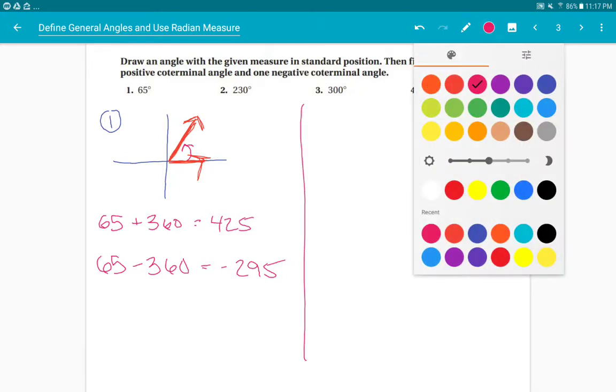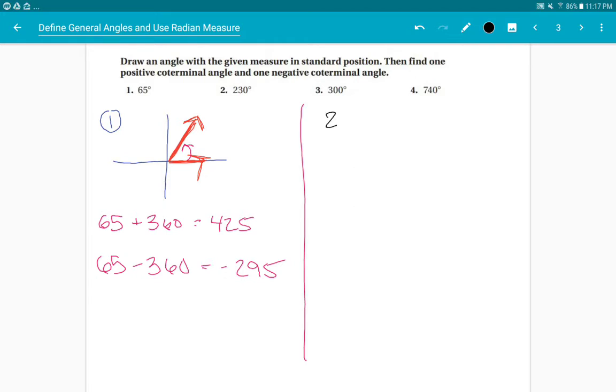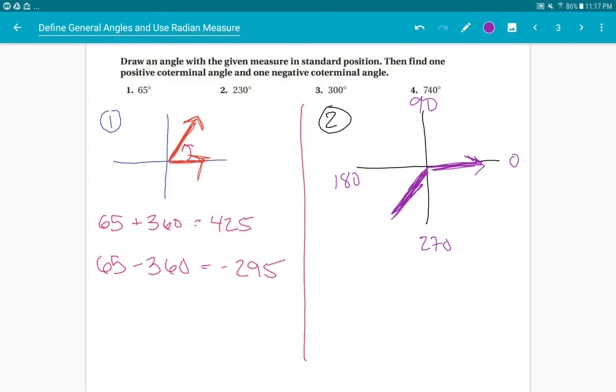Okay, let's look at number 2. So 230 degrees. Where is the terminal side of this 230-degree angle going to be? Again, we have our initial side here. I know that this is 0, this is 90, this is 180, and this is 270. So where do we need to draw the 230-degree mark? That's going to be between 180 and 270, and we need to make sure it's a little bit closer to 270 than it is to 180. Then we need to draw the arrow that shows how we got there, starting at the initial side and ending on the terminal side. And then we need to find a positive coterminal angle and a negative coterminal angle.